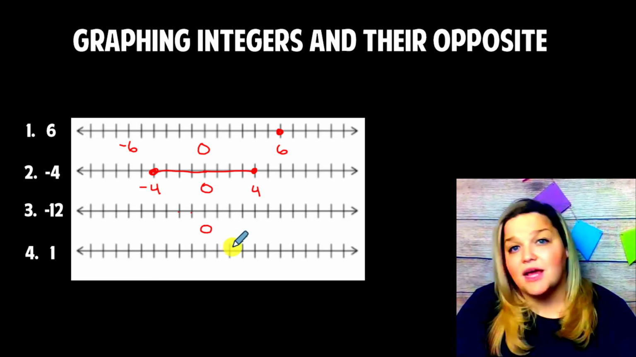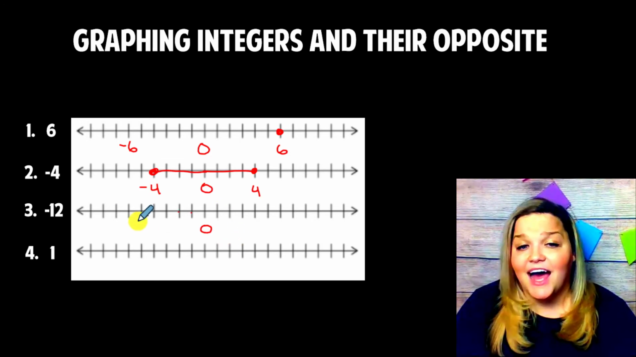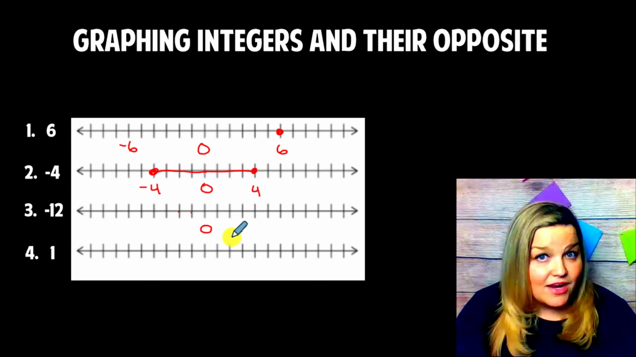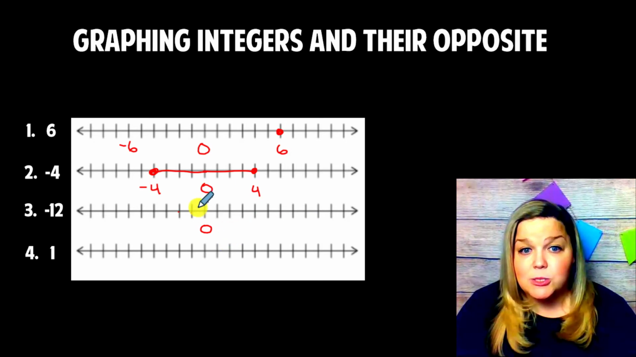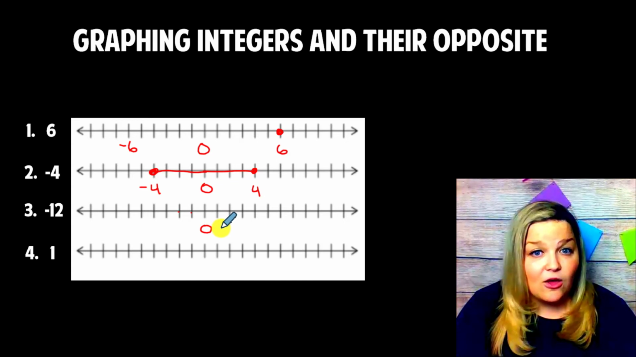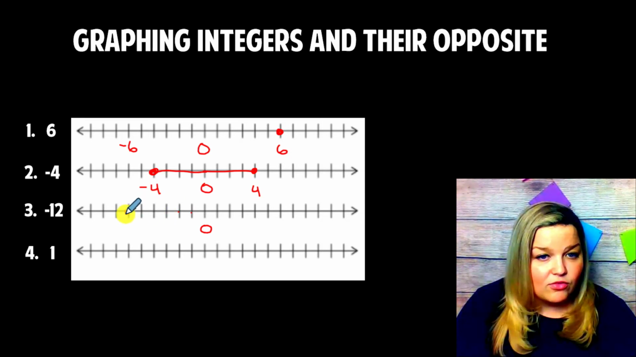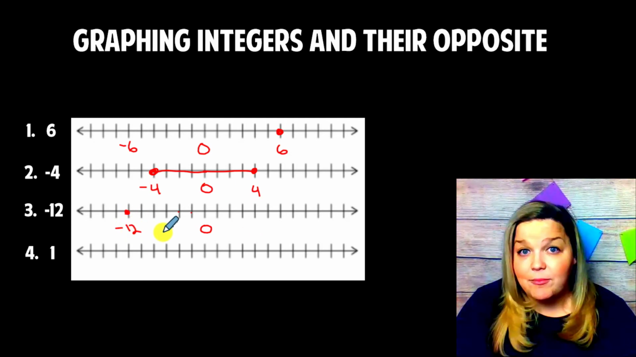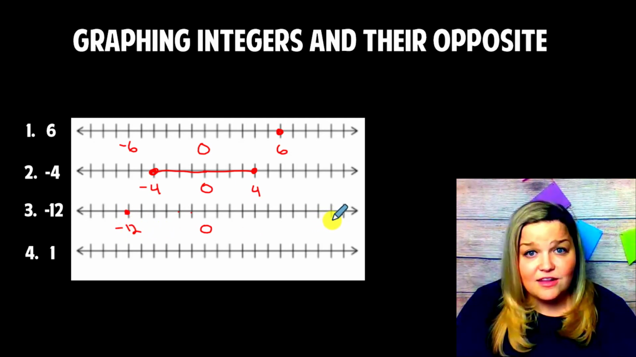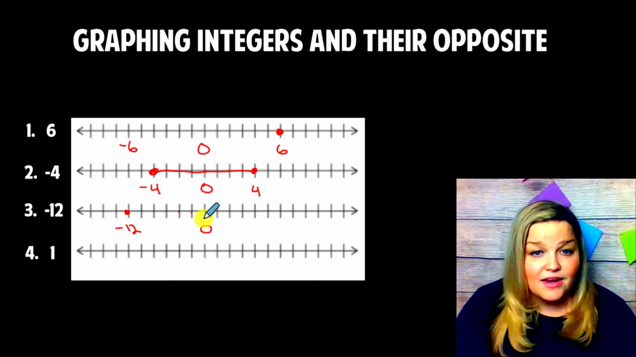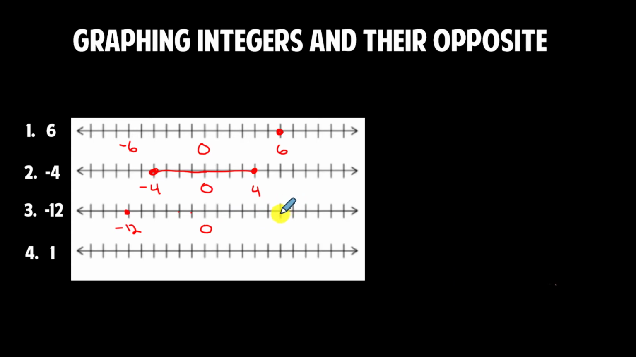So I'm going to treat plotting -12 a little bit differently. I can see that on the number line that I was given, I don't have enough interval marks to actually count by 1. So I'm going to count by 2's. -2, -4, -6, -8, -10, -12. So -12. Okay, the opposite of -12 would be on the other side of the number line, same number of spaces away. So 2, 4, 6, 8, 10, 12.